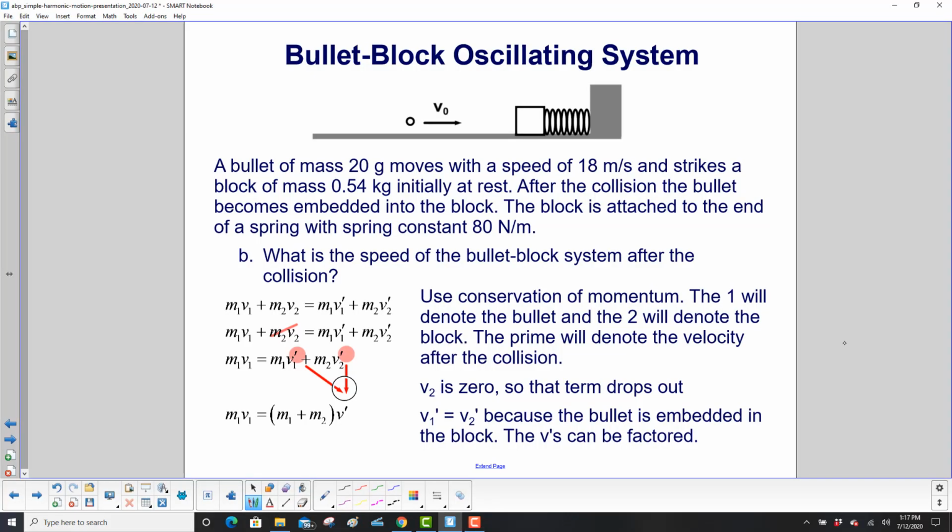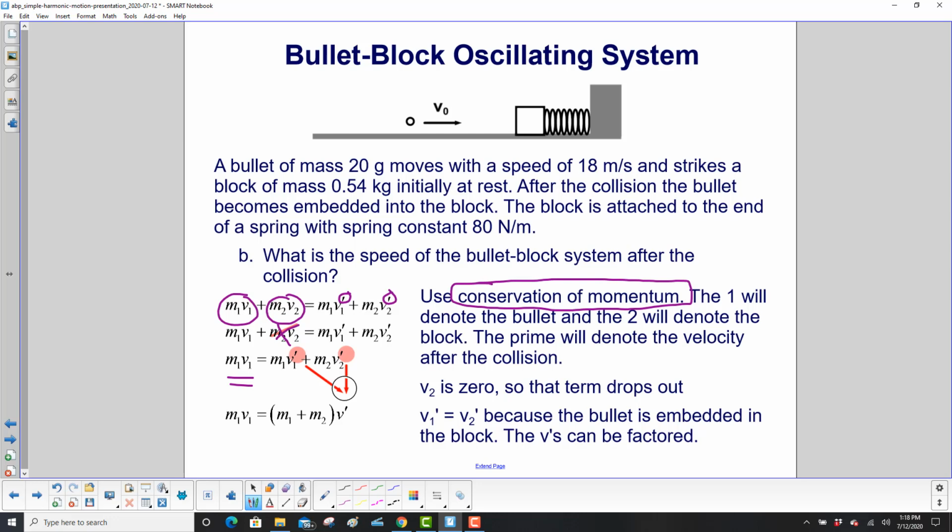What is the speed of the bullet block system after the collision? We cannot use conservation of energy here because we have a perfect inelastic collision and KE is not conserved. However, we can use conservation of momentum. The 1 represents the bullet. The subscript 2 is the block. And the primes give you the velocity after the collision. So the initial condition is the block's not moving. So m2v2 goes out. So on the left side, we just have m1v1. Then on the right side, it's m1v1 prime plus m2v2 prime.